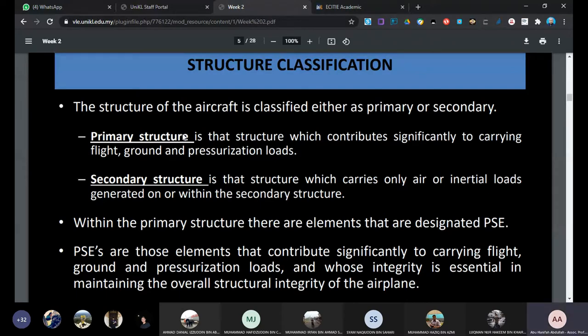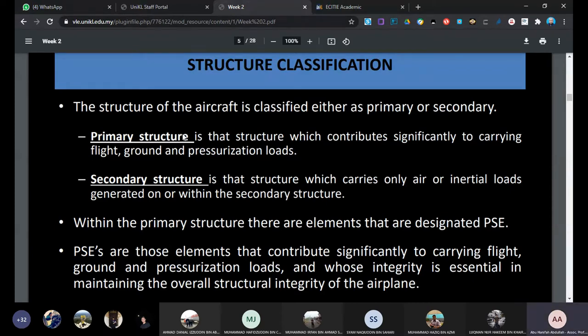So primary structure is structure that significantly carries the load, flight, ground, whatever load is on the aircraft. If this primary structure fails, the aircraft structure will totally fail. You may even lose the aircraft. So that is the first thinking. The first thinking is looking at the structure. The structure is primary, the structure is important. If the structure is damaged, you can even lose the aircraft. So that is the thinking.